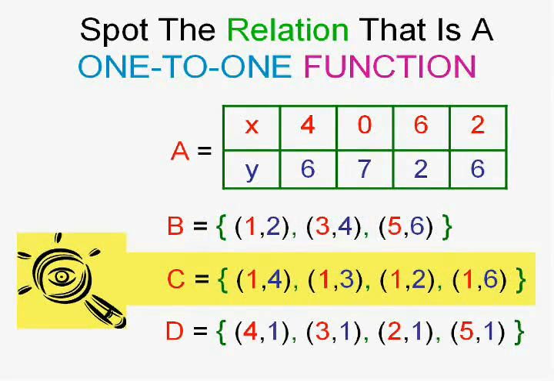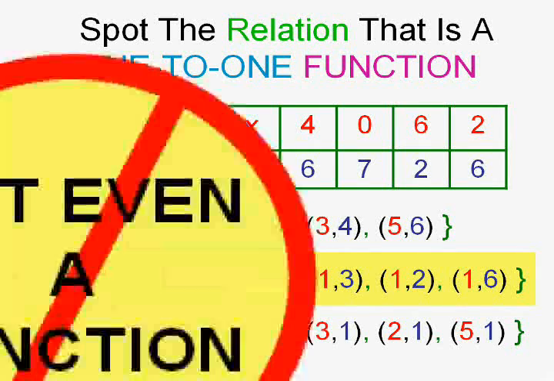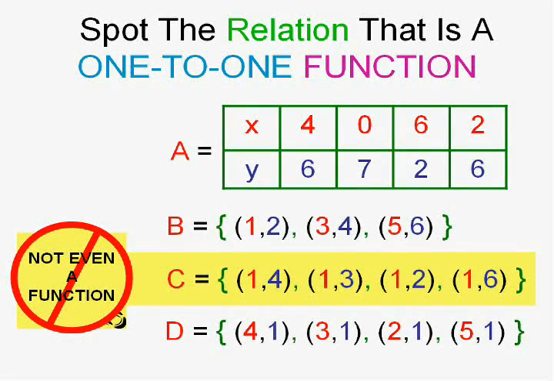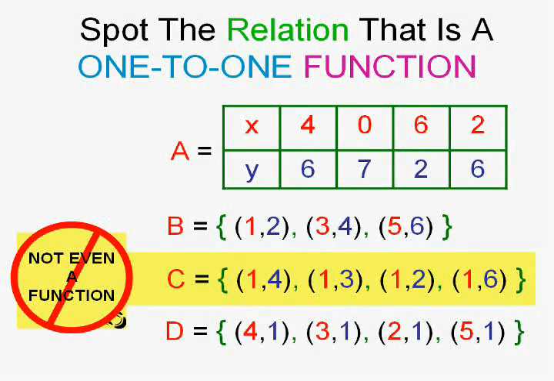Let's look at C. Now this looks a little different. All the x's aren't even different. So this thing isn't even a function at all. So if it's not a function, certainly it's not a one-to-one function. And remember, it only takes one repeat to mess anything up.